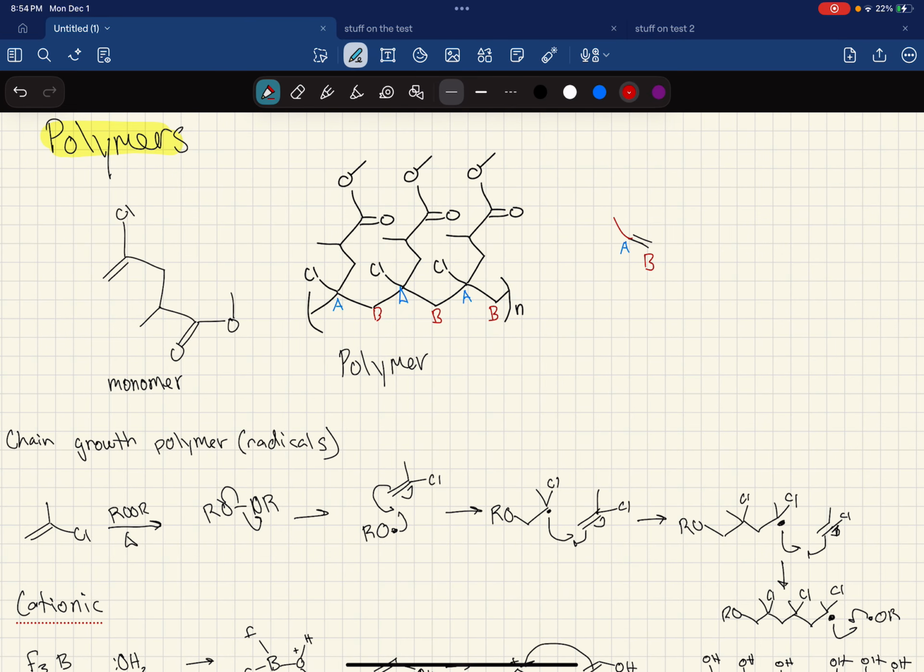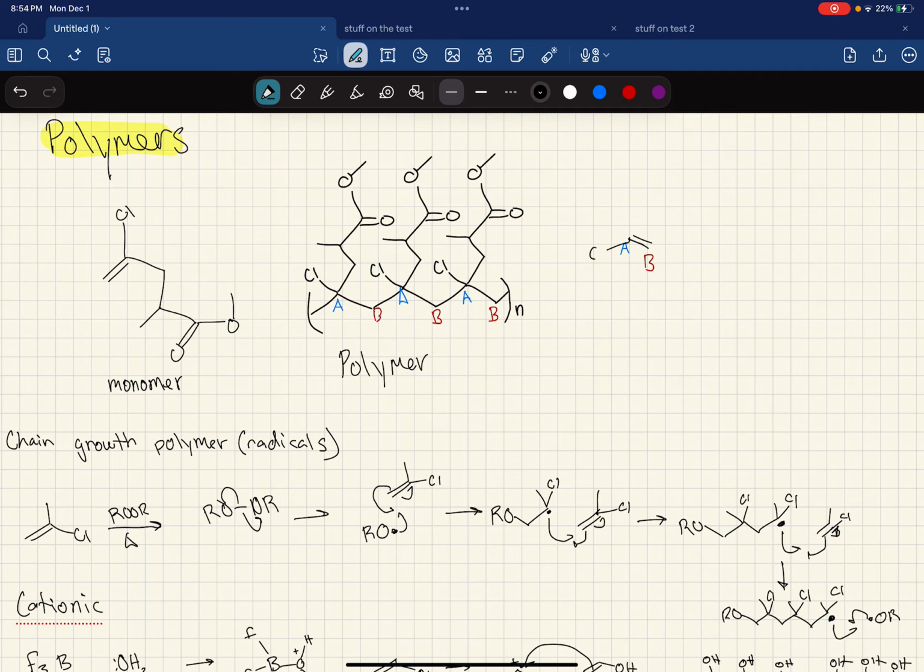You can just draw, from there you can go Cl. And then you can see that you got that. And then there you go. That's the monomer for this. By labeling it AB, it becomes a lot easier.